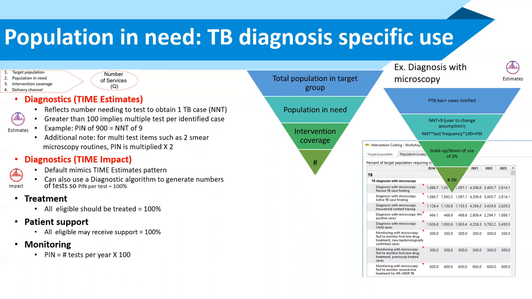For the populations in need for treatment, you can set it to 100%. Everybody who's notified should be treated. Patient support, you can set to 100% if it's meant to be for everybody, or if you're doing eligibility by the poverty line, you could put in a percent living below poverty. And then for monitoring, we typically set the population in need equal to the number of tests per year times 100.